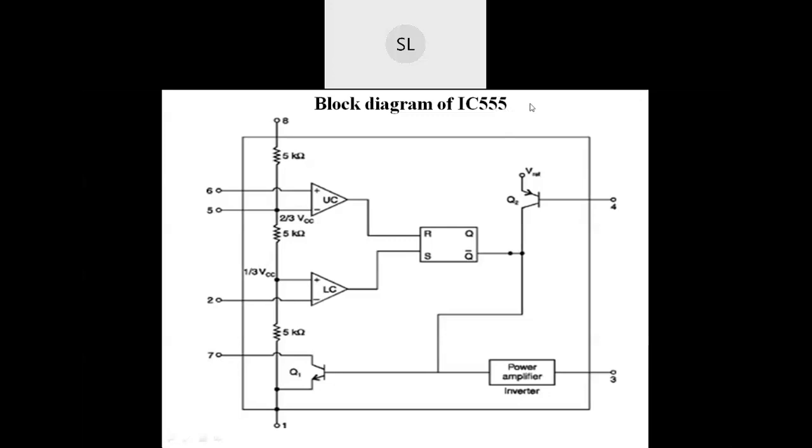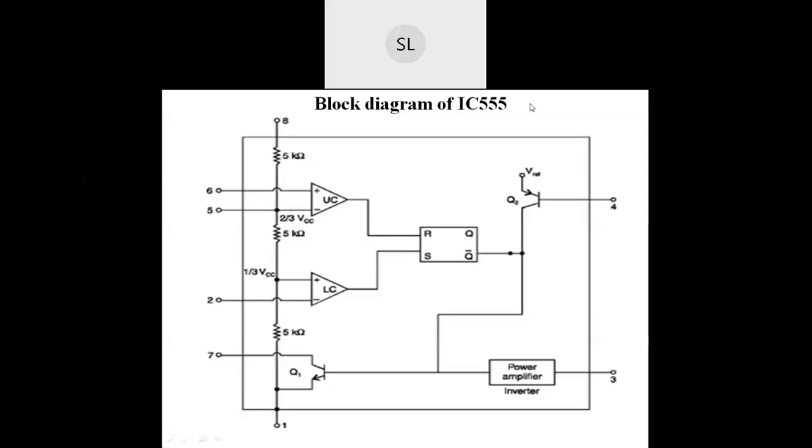Yeah, thank you. So, in the last session, we have seen the various pin configurations of the IC 555 timer. We have studied that the IC 555 timer has 8 pins. Pin number 1 is meant for ground. All the voltages will be measured with respect to pin number 1. Pin number 2 is the trigger pin. Pin number 3 is the output pin. Pin number 4 is the reset pin. Pin number 5 is the control voltage. Pin number 6 is the threshold voltage. Pin number 7 is the discharge. And pin number 8 is meant for the positive supply voltage.